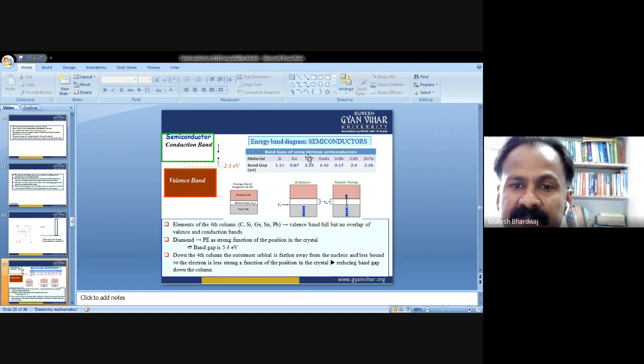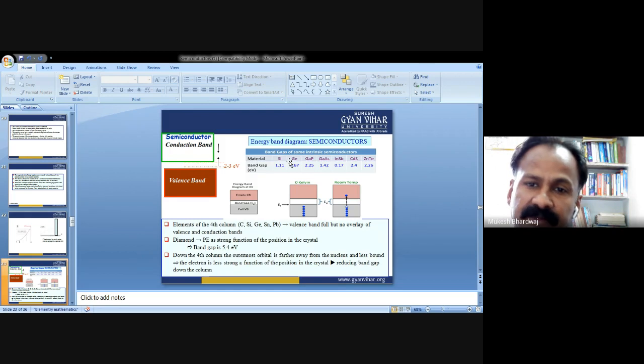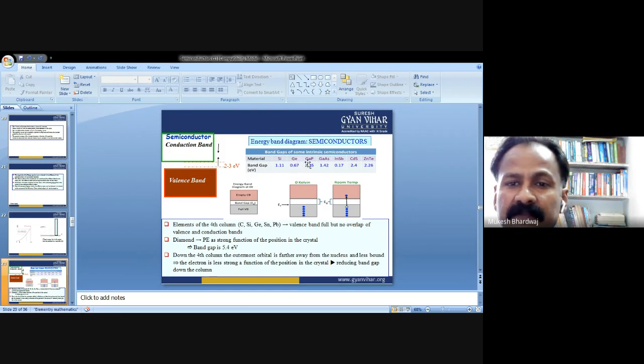Band gaps of some intrinsic semiconductors. Intrinsic semiconductor means pure semiconductors. Materials like silicon, germanium, gallium phosphide, gallium arsenide, indium antimonide, cadmium sulfide, zinc telluride. The energy gap for silicon is 1.1 electron volt. For germanium it is 0.67 electron volt, and for all the others it is already mentioned in the table.